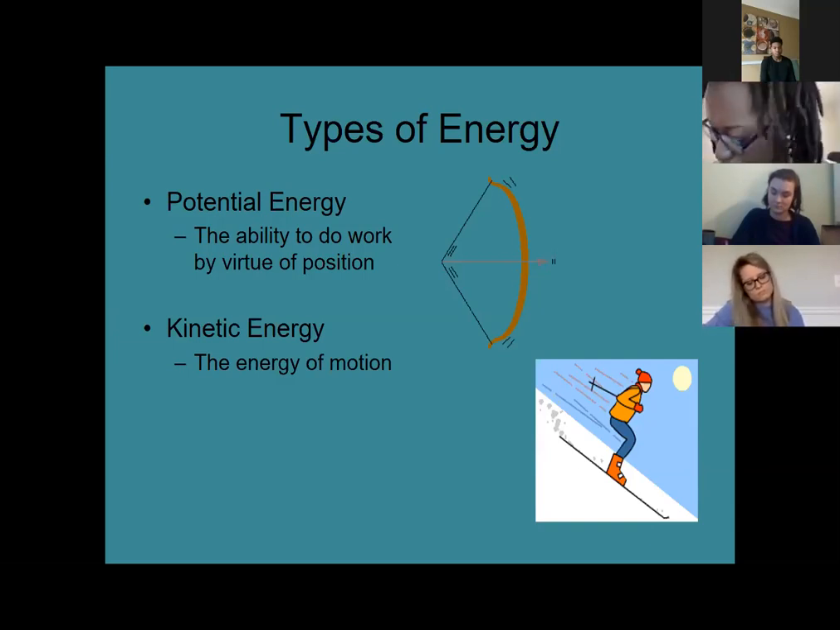Then we have kinetic energy. And kinetic energy is the energy of motion. So anything that's moving has kinetic energy. For example, the skier skiing downhill has kinetic energy. A person riding their bicycle through the neighborhood has kinetic energy.